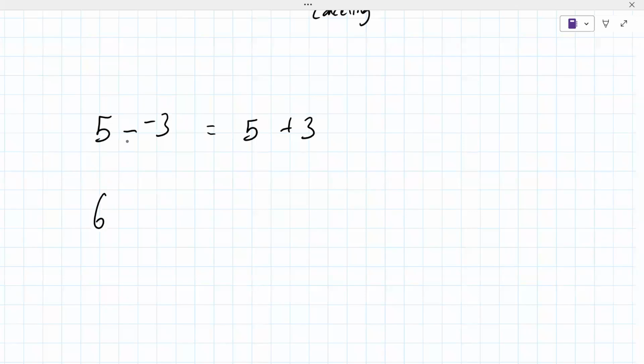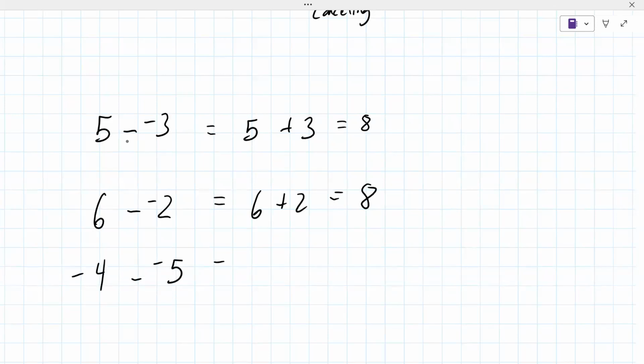Let's try it again. How about 6 minus a minus 2? What does this become? 8. 6 plus 2, which is 8. Now, if I put a negative 4 minus a minus 5, the double negative still becomes a plus. It still becomes negative 4 plus 5, which is? That would still be 1. Yeah, 1.